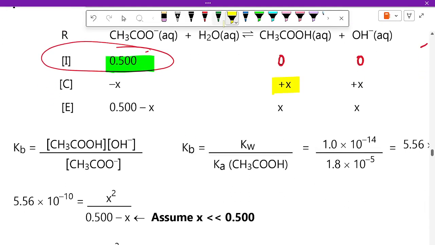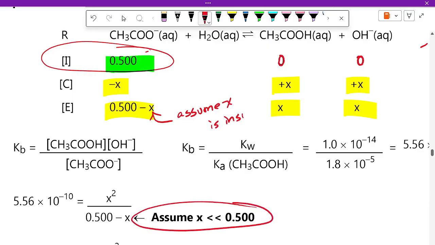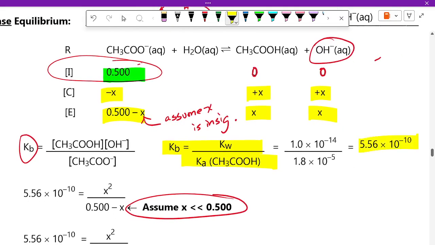We've got plus x, minus x. This part is just like everything we've always done. Assume x is insignificant. Oh, I guess I did that down here, so that's fine. You're using Kb because we made hydroxide. How do we find our Kb? It is Kw over Ka of the conjugate acid. We find those and we calculate it. We get 5.56 times 10 to the negative 10. We toss that in for Kb.